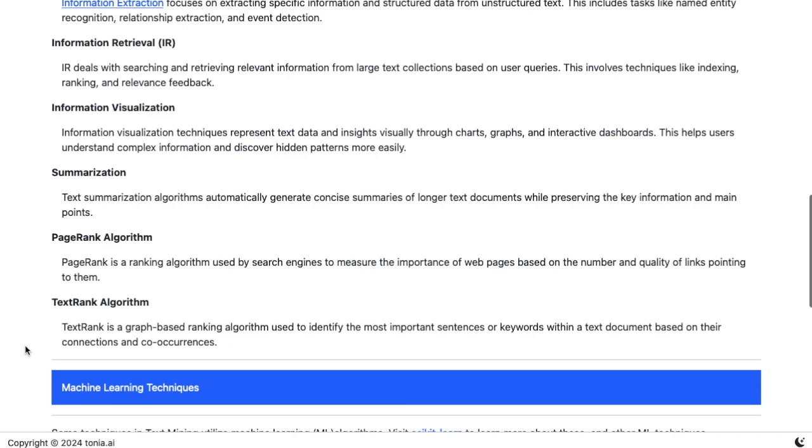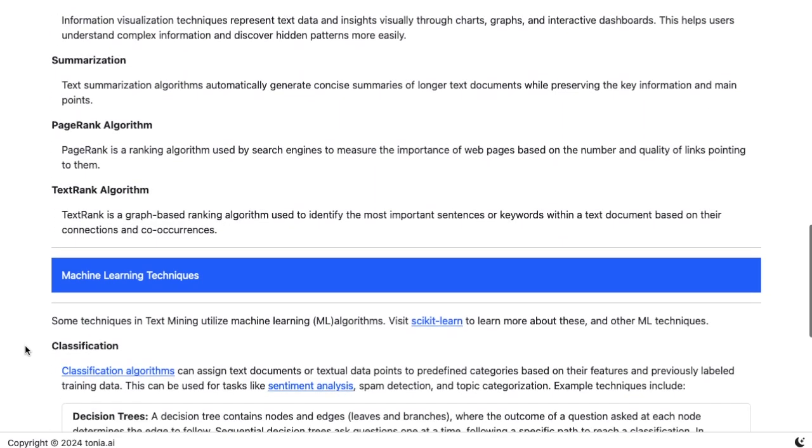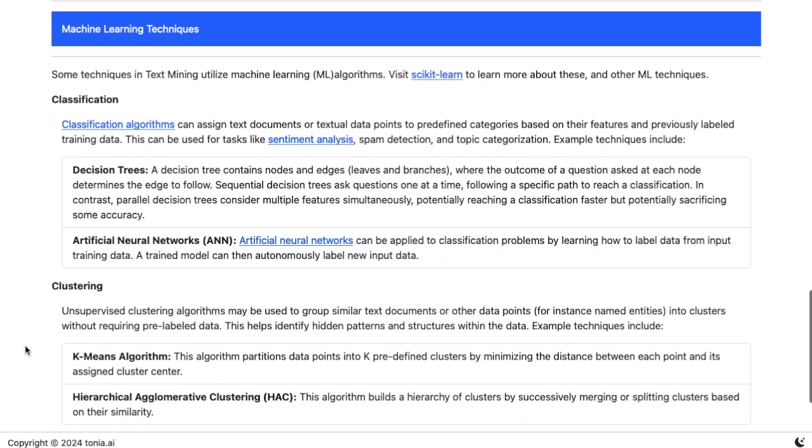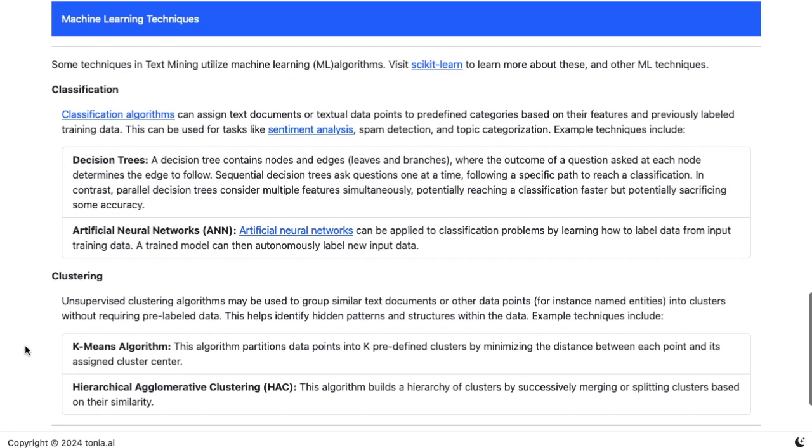In addition to these algorithms, we may apply machine learning techniques, and some techniques in text mining that use machine learning algorithms include classification and clustering. If you visit scikit-learn, you can learn more about classification, clustering, and other machine learning techniques. We'll go there now.